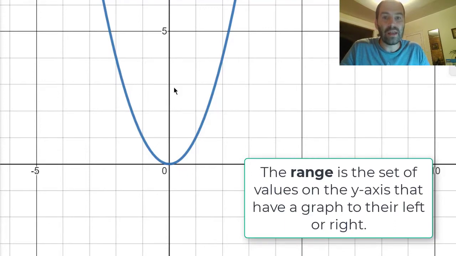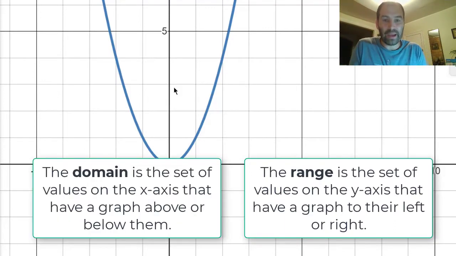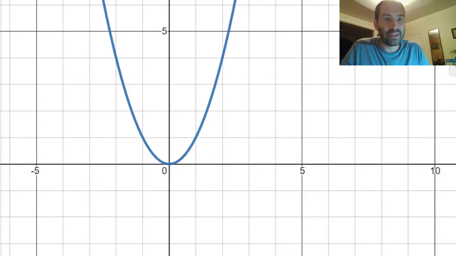So we can see the domain by considering which numbers x have a graph above or below them, and which numbers are in the range by considering which numbers y on the y-axis have a graph to the left or to the right. This validates what we wrote for our domain and range. The domain is all real numbers for x, but only non-negative numbers for y.